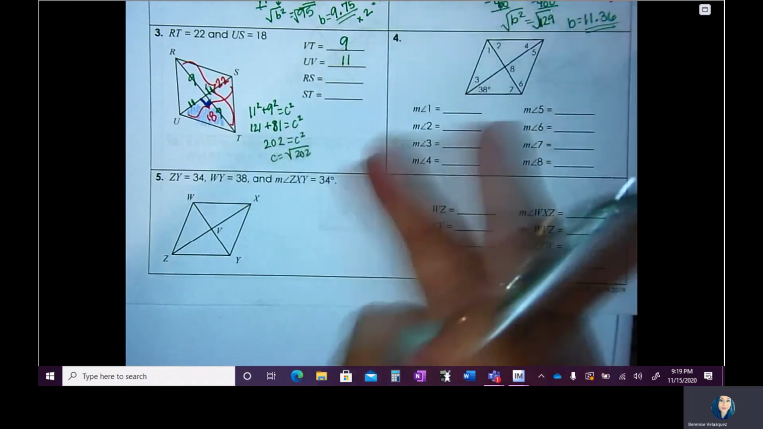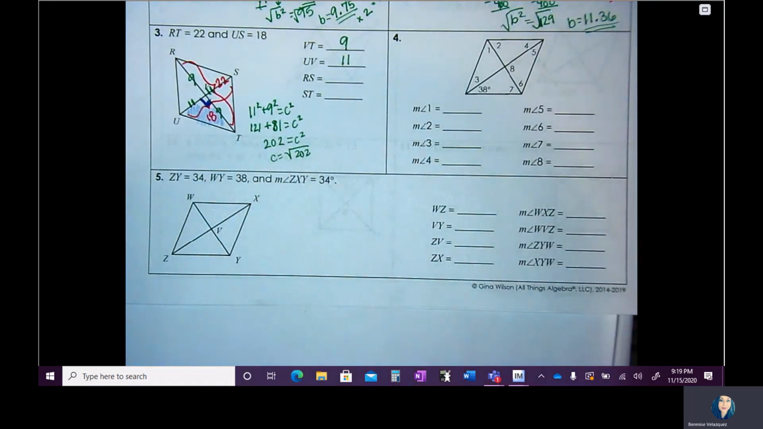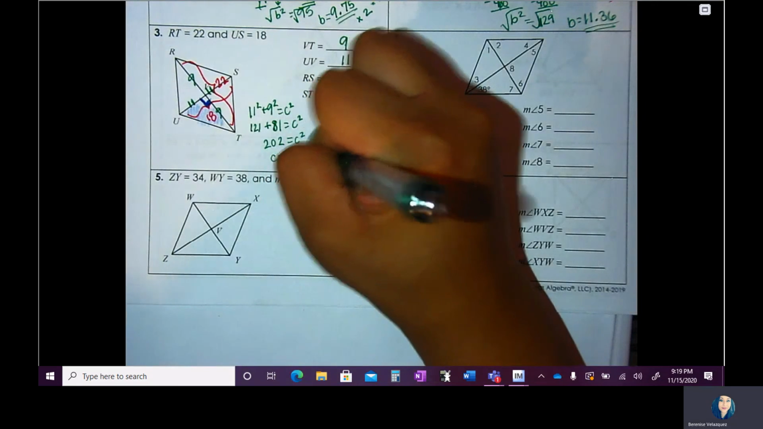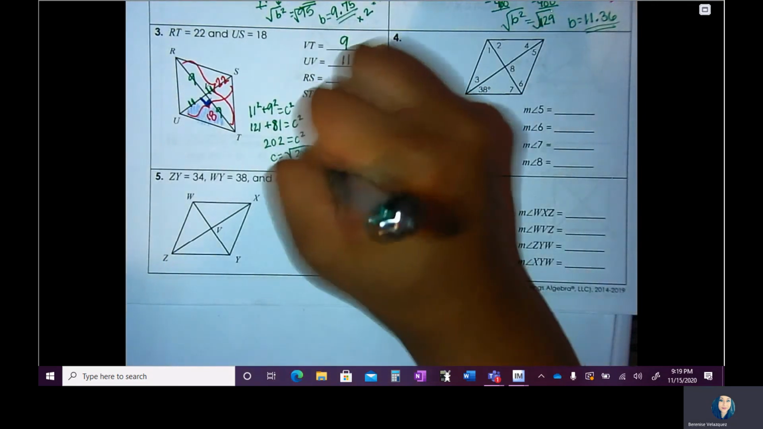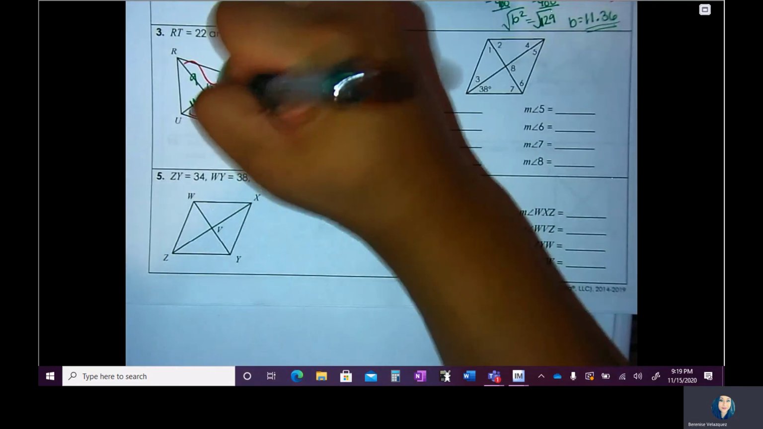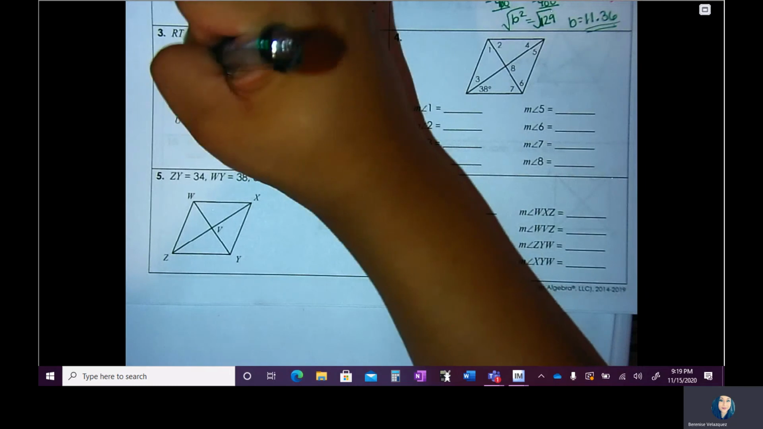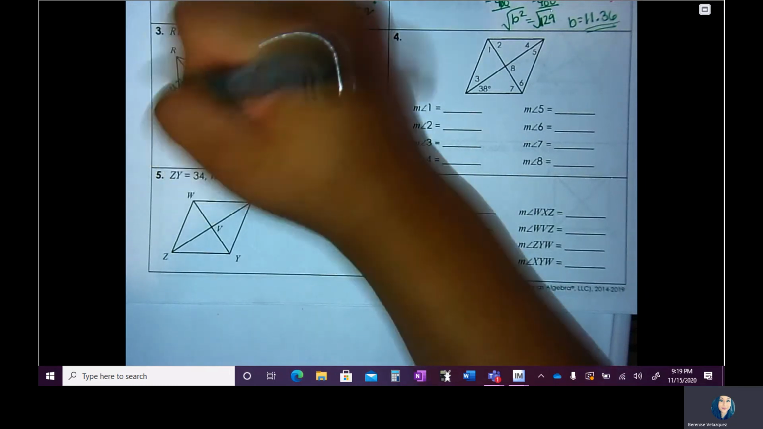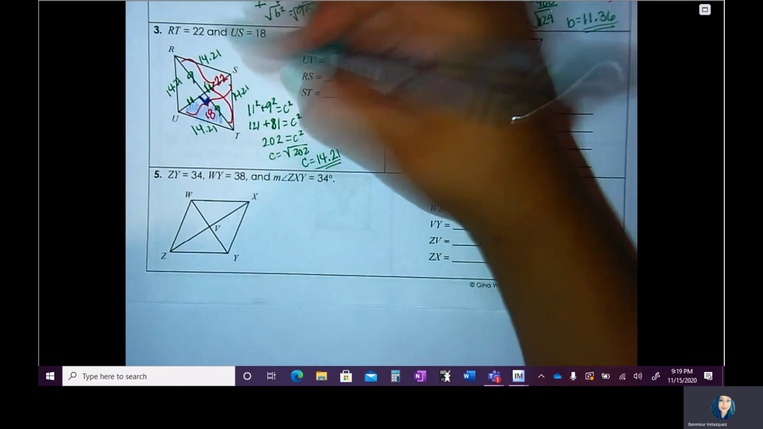So I just moved it over because I like C to be on the other side. Now, usually we leave it this way, but I've told you that we don't want to leave it this way now because we actually want a decimal value. So the square root of 202 will be 14 point, and again, I'm rounding to about 2 places. Okay, so this is 14.21, this one's 14.21, every single one is 14.21.